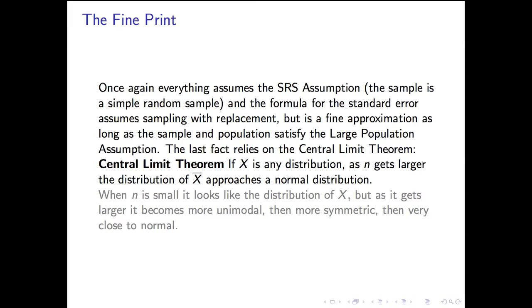The central limit theorem says if x is any distribution, as n gets larger, the sampling distribution of x bar for samples of size n approaches the normal distribution, looks more and more like a normal distribution. In general, when n is small, the distribution of x bar looks like the distribution of x. As it gets larger, it becomes more and more unimodal, and then it becomes more and more symmetric until it starts looking exactly like the normal distribution. We saw in class some examples of adding or averaging variables together tending to make things look normal. This is the precise version of that.